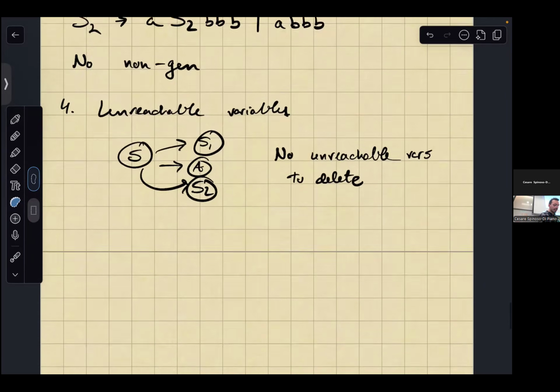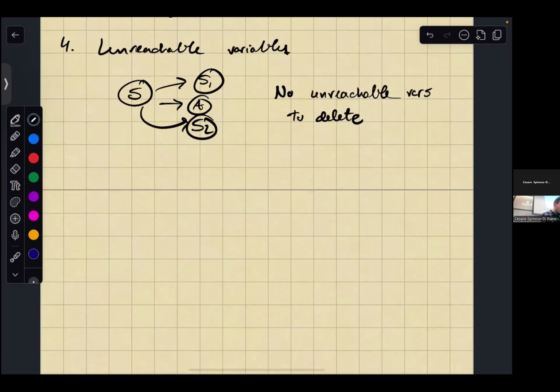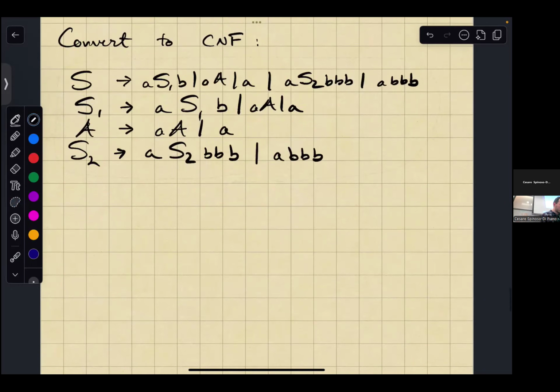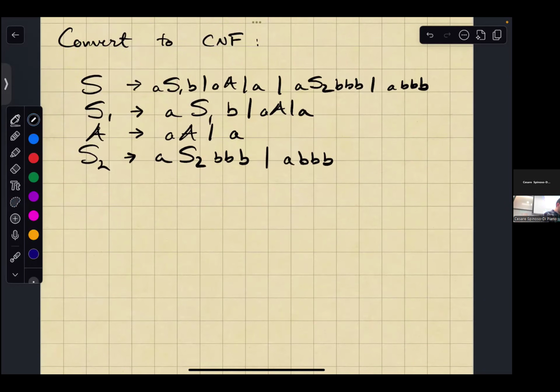So the last thing I need to do is actually convert to CNF. How am I going to do this? First of all, I need to introduce terminal variables. So T A gives you A, and the terminal variable T B gives you B. And then I have to binarize all the production rules.